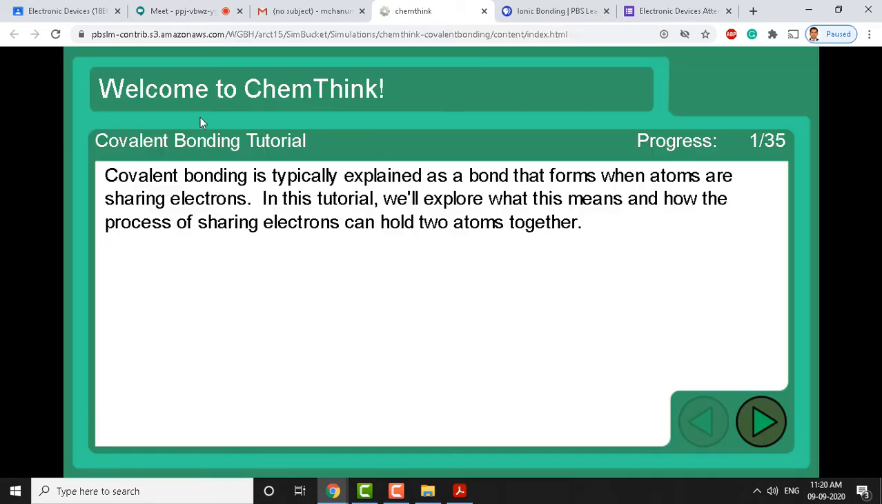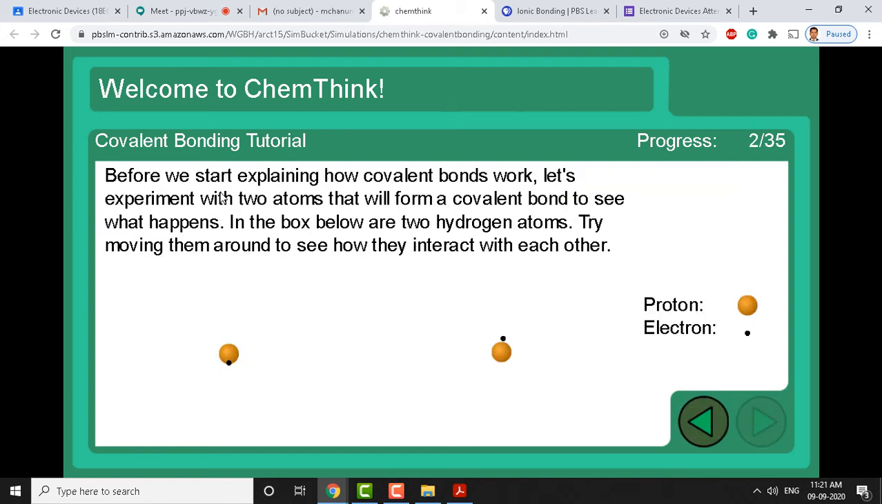Okay. In the last class we discussed covalent bonding. Covalent bonding is nothing but equal sharing of electrons between two atoms. That's called covalent bonding, when two atoms share electrons. Here we will start to understand covalent bonding, so you can see how covalent bonds work. Let's experiment with two atoms. There are two atoms you are seeing here, one on the left side, the other on the right side.